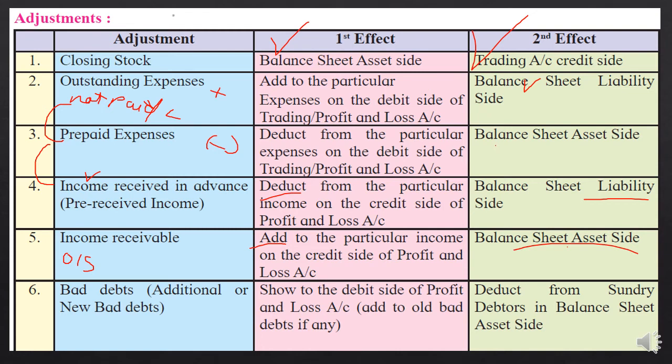Then the bad debts. Bad debts means debts which are not recovered from the customer, or the amount is not recovered from the customer. So this is a loss for the business, students. So what can be the effect? Show it on the debit side of the P&L account, it is a loss. So P&L account debit side, and deduct it from the asset, means customer will be reduced, debtor will be deducted from the asset side.